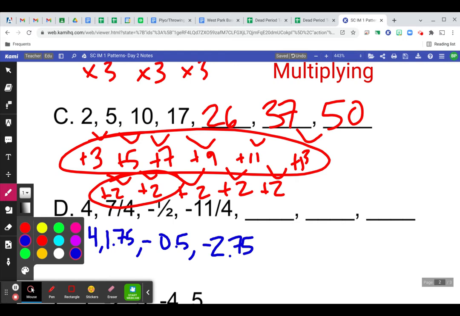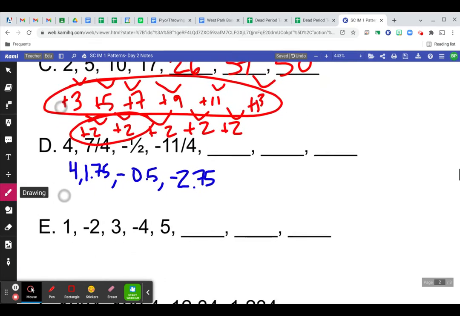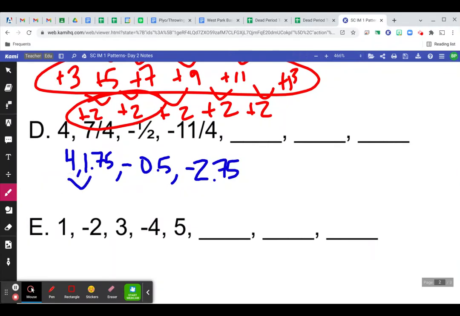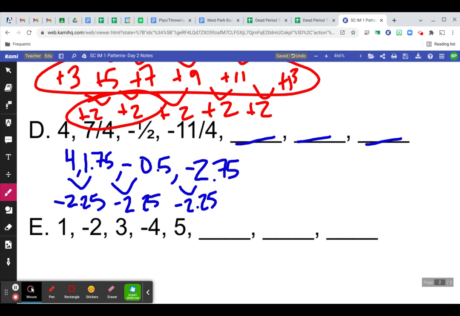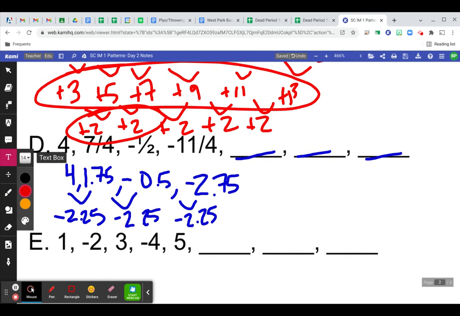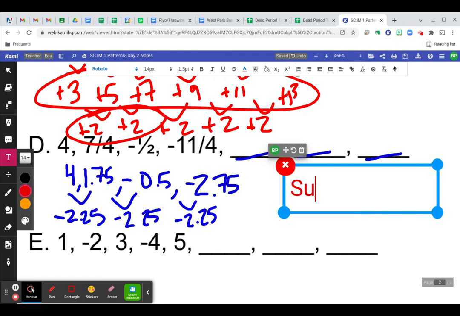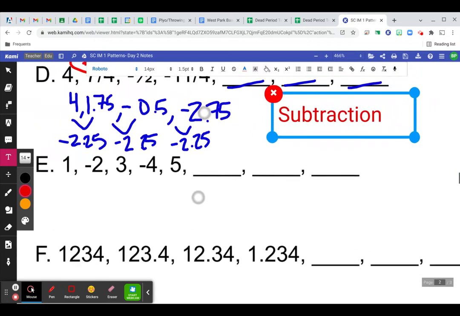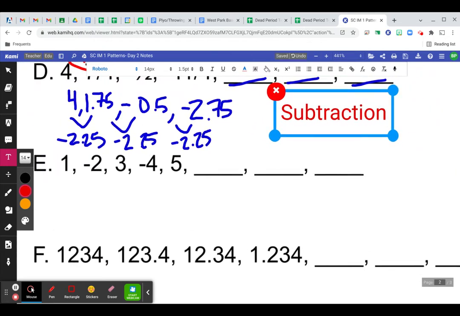Okay. So if we look at it like this, you can actually see that this does have a common difference. We realize that we are subtracting 2.25 each time. And it's consistent. You just keep on subtracting the same number each time, minus 2.25, minus 2.25, minus 2.25. And if you continue that pattern, you would get these last three terms here. But this one here, again, it's a little bit easier to see if you convert it to decimals. This is subtraction happening, right? Okay, this is subtraction.